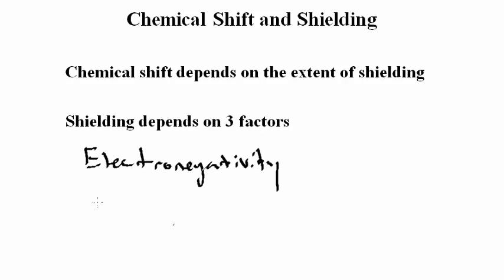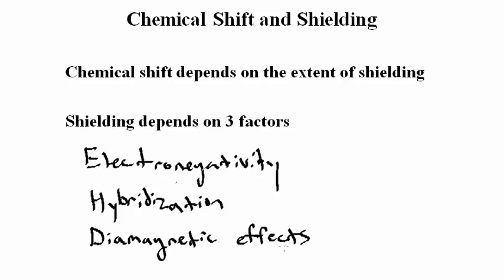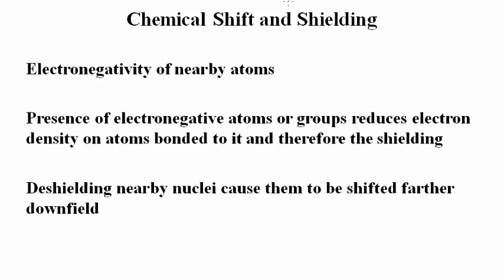The first is the electronegativity of nearby atoms. The next is hybridization of adjacent atoms. And the third is the magnetic induction within an adjacent pi bond or other diamagnetic effects. So the first, the electronegativity of nearby atoms. The effect of an electronegative substituent falls off quickly with distance. But the presence of an electronegative atom or group reduces the electron density on atoms bonded to it and therefore the shielding. So this effect deshields nearby nuclei and causes them to resonate further downfield, that is, with a larger chemical shift.